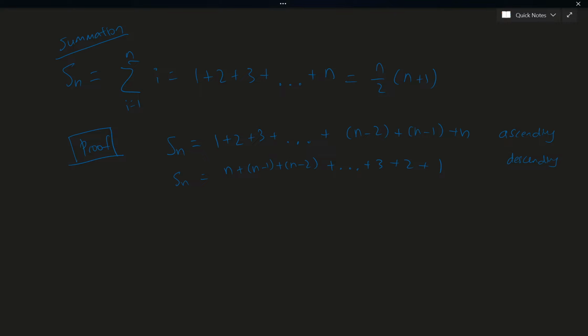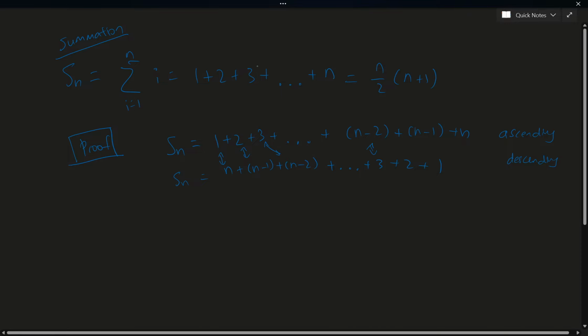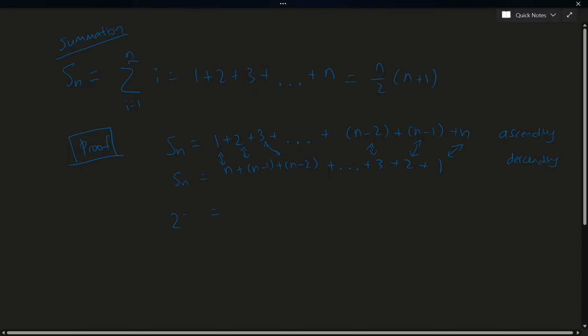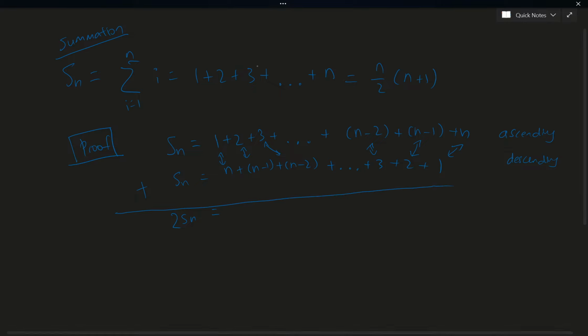Now I'm going to add up all the corresponding terms: the first term, the second term, the third term, all the way to the last term. For the first term, n is added with 1, n minus 1 is added with 2, n minus 2 is added with 3, and so on, until n minus 1 is added with 2 and n is added with 1. Adding these two statements up, the left hand side will be 2Sn, since Sn plus Sn is 2Sn.